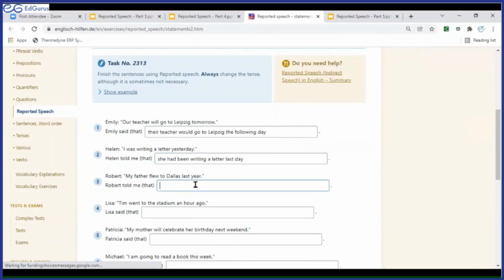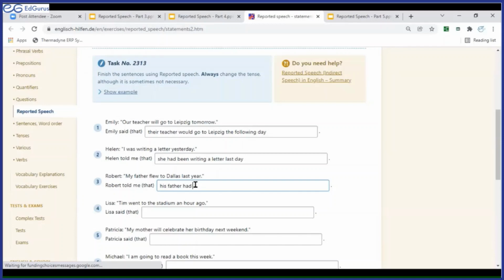Robert said, my father flew to Dallas last year. Robert told me that his father had. Flew is what? Simple past. Simple past would be changed into? Past perfect. Okay. So his father had.